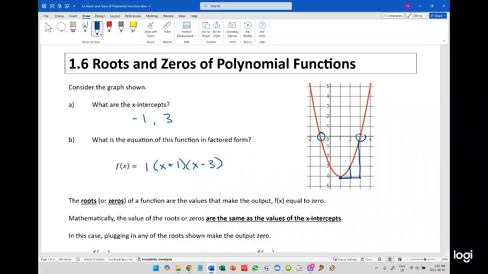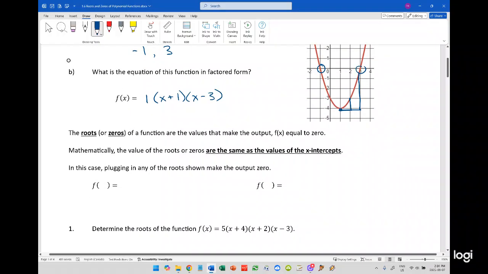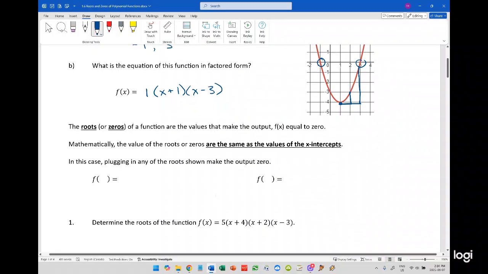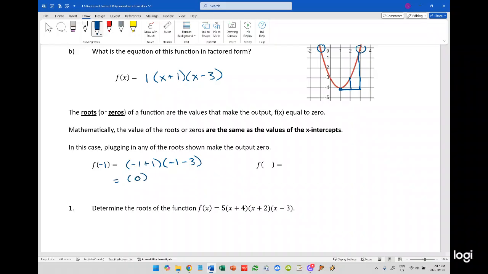Okay, so as I was saying before, the x-intercepts are what gives these zeros, what gives us 0 when we plug them in. So we know our function looks like f of x, and when I plug in x equals -1, so f of -1 is -1 plus 1 times, oops, it's no longer x, it's -1, minus 3. We get 0 times -4, which is 0.